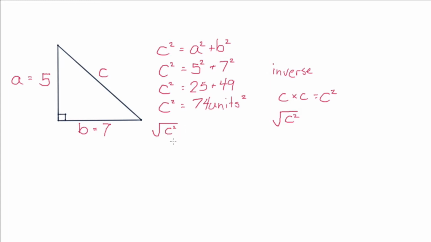Now remember from algebra, whatever we do to the left side of the equation, we must do the same thing to the right. So if we take the square root of c squared, we must take the square root of 74. So the square root and the squared cancel each other out, and we're left with c is equal to the square root of 74. Now, it's perfectly acceptable to leave your answer as a square root. But if you have a calculator with a square root function, you can also complete this calculation, and you would get c is equal to 8.6 units.